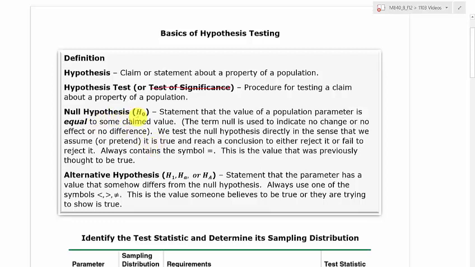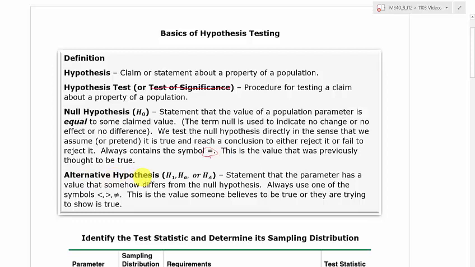The null hypothesis, denoted H sub 0, is a statement that the value of a population parameter is equal to some claimed value. The term null is used to indicate no change, or no effect, or no difference. We test the null hypothesis directly in the sense that we assume or pretend it is true and reach a conclusion to either reject it or fail to reject it. This statement will always contain the symbol equal. This is the value that was previously thought to be true.